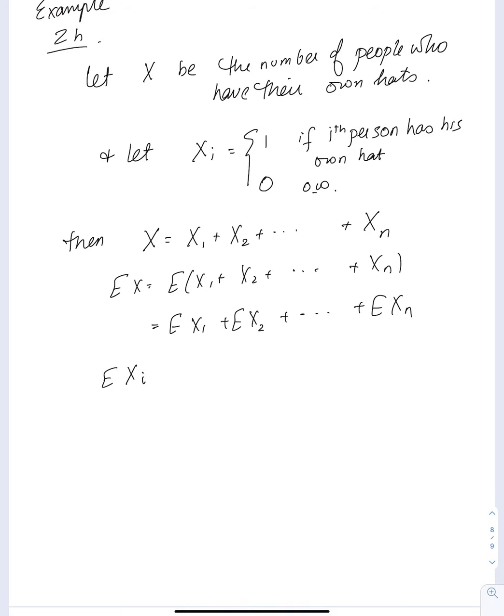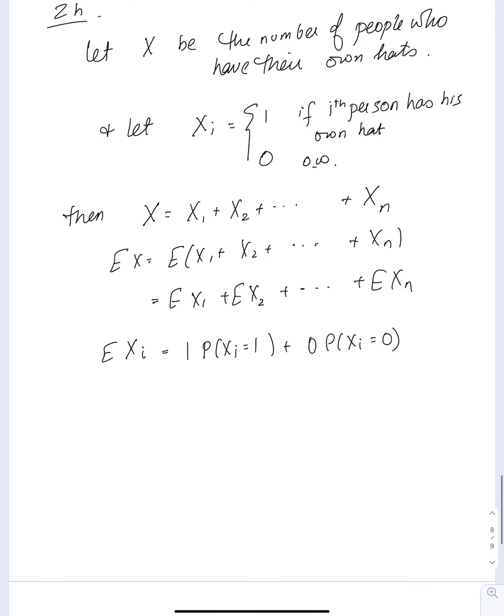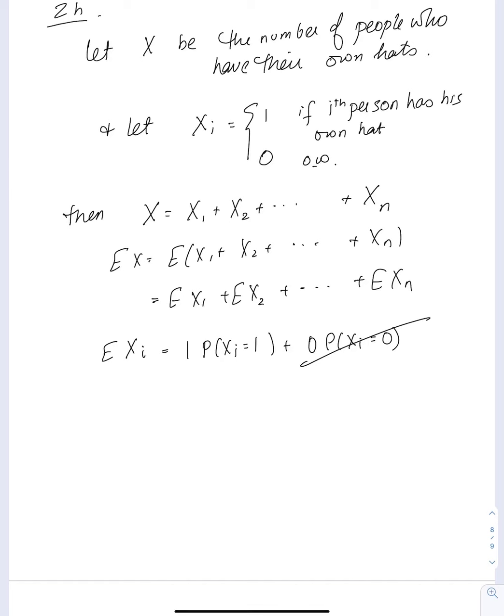Now let's calculate for any one of them, what is E of xi? Well, what kind of random variable is xi? It is a discrete random variable. It's either 1 or 0. So this will be 1 times the probability xi is 1 plus 0 times the probability xi is 0, right? That's how you calculate the expectation of a discrete random variable. You add up, over all the values in the range of the random variable, the number times the probability the random variable is that number. So this is the probability xi equals 1.